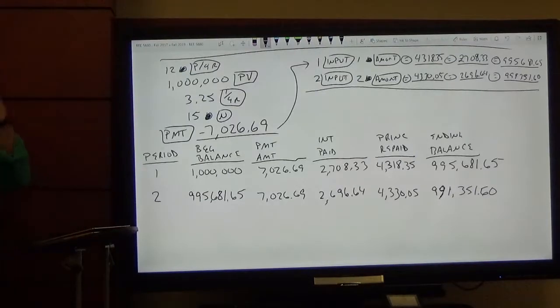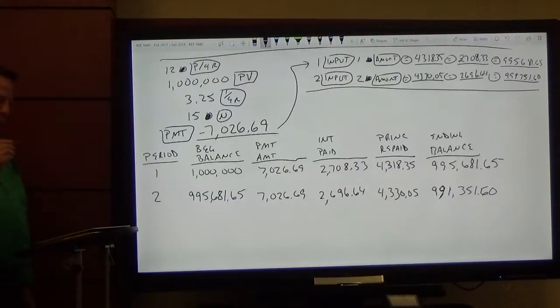Okay, now this is where we begin to make it a little bit more interesting. You have a question? Yeah, I got the same results, but just off by one in the last decimal. So 991,351.59 is what I got. Well, I just rounded up. Okay. Yep, that's it.